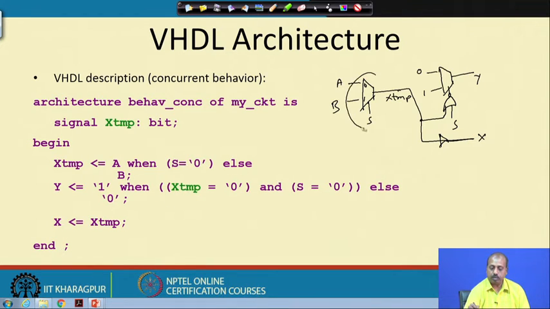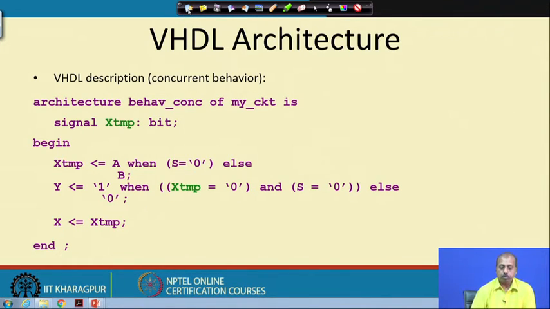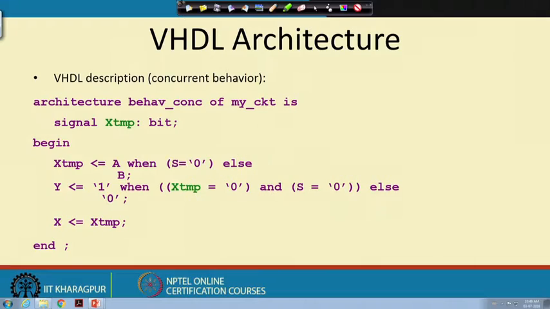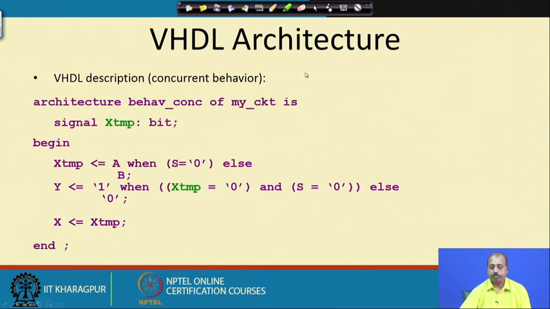Now, all these modules are working in parallel. There are three different statements and they are working in parallel. That is why it is a concurrent behavior of the same block. So, we can do this, and this is also valid. Somebody may describe the circuit from a sequential angle, somebody may describe the circuit from a concurrent angle, but both of them are correct. This way I can have several architectures for the same behavior.